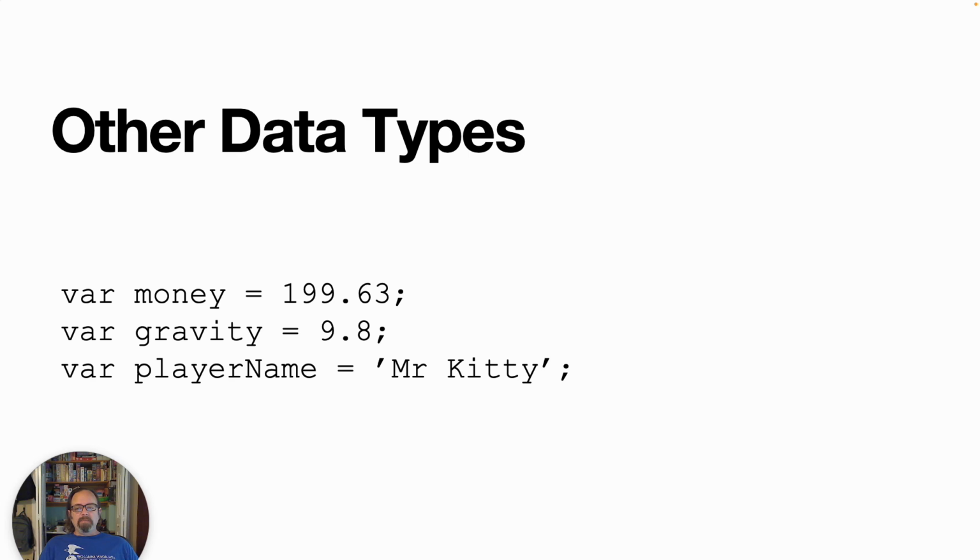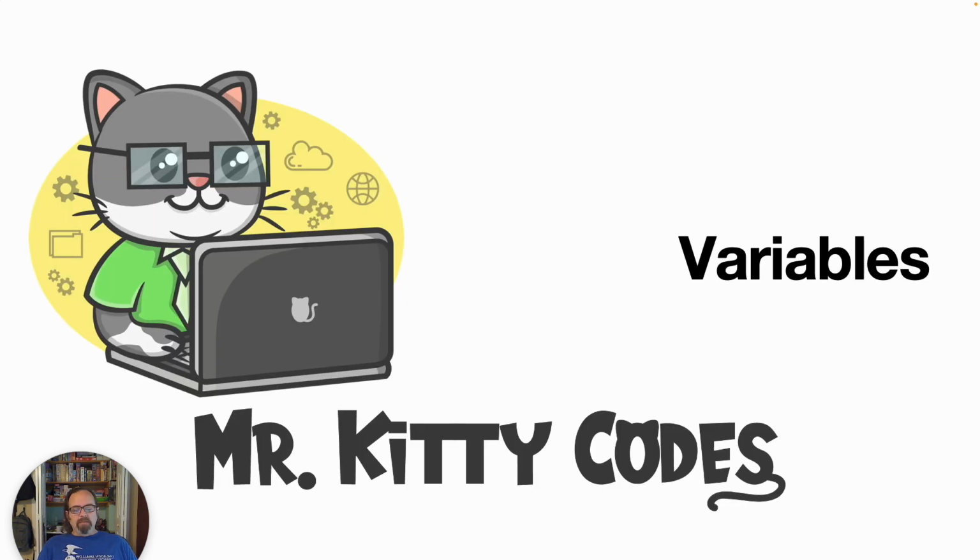There are some other data types you can also store. You might have a game where you want to have money, so you might use decimal places like that, and those are called floating points. You could also use one for gravity. That's another common one, using a variable for how much gravity there is. And the last one, you might use for strings, like what is the current player's name. It could be Mr. Kitty, or it could be anything else. So strings and floating points are mostly the ones that we'll be using. So that's it for variables.